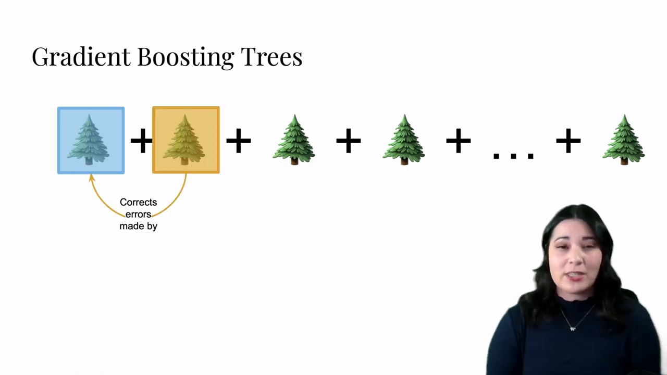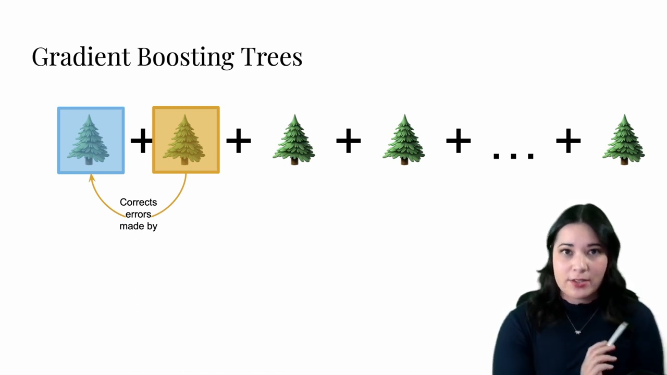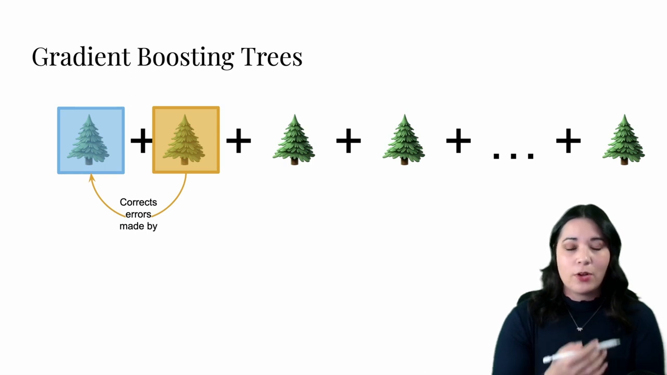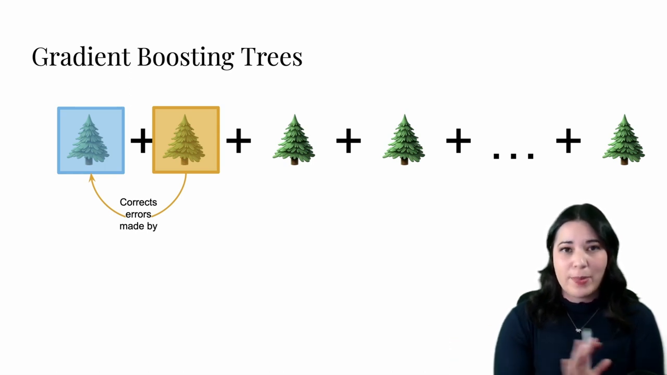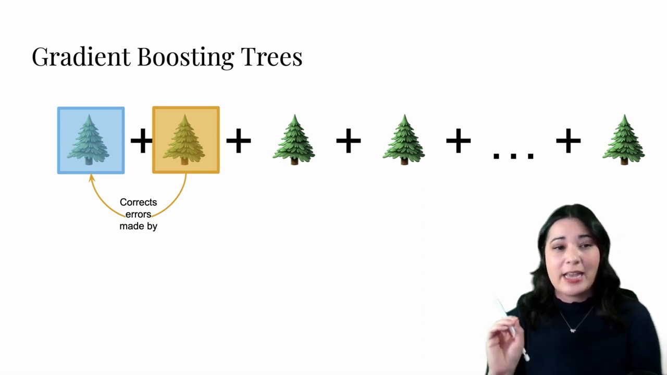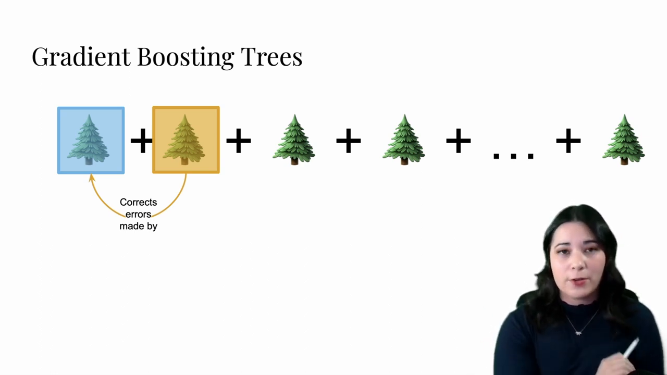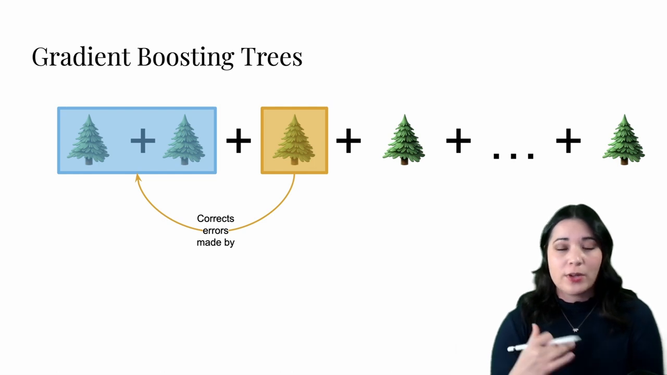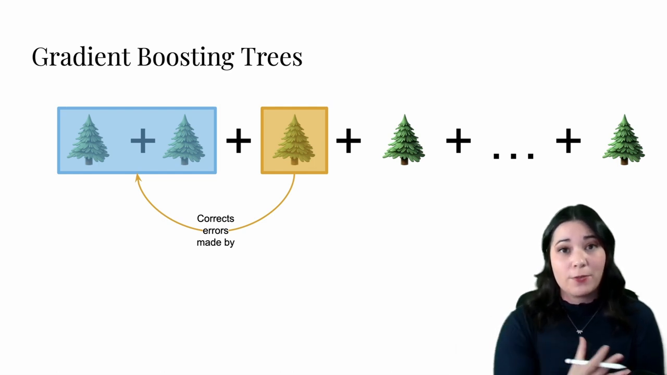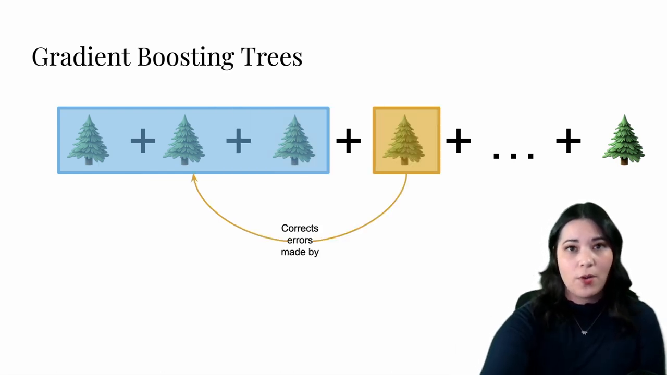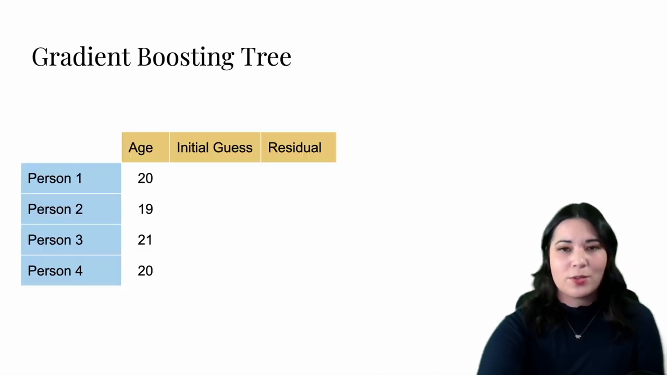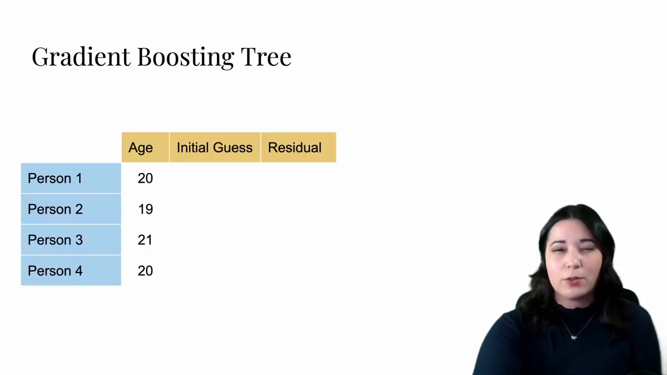The reason we do this is that each subsequent tree predicts the errors made by the previous trees. So for instance, in this example, our first tree is just going to make some type of baseline prediction. And the second tree is going to try and predict the errors made by the first tree. The third tree is going to try and correct the errors made by the first two combined, and so on and so forth. The reason why this works is pretty simple if you look at an example.